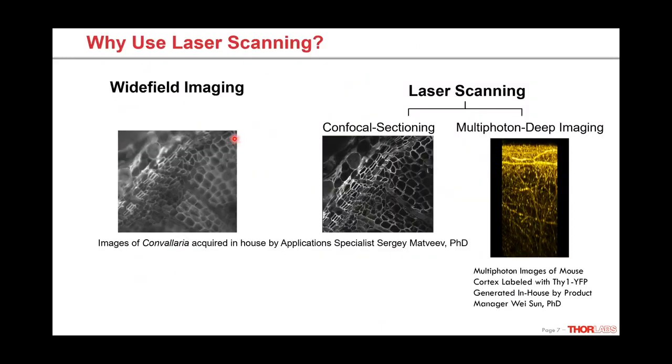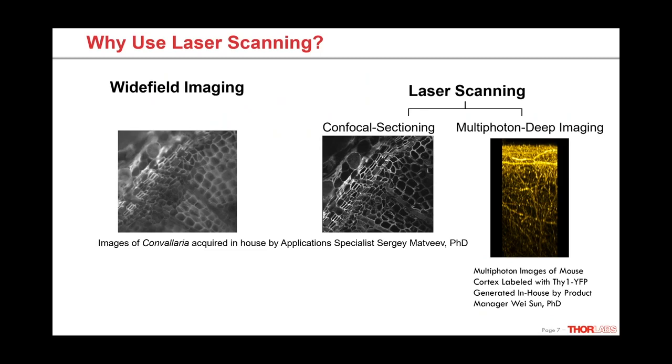So why do we use laser scanning? It's not because it's intrinsically superior to wide field imaging. In fact, you could consider it to be intrinsically inferior to wide field imaging. That is because you're only illuminating one point at any given time, so it would take longer to raster across the whole field of view than simultaneously imaging the whole field of view as you would with wide field imaging.